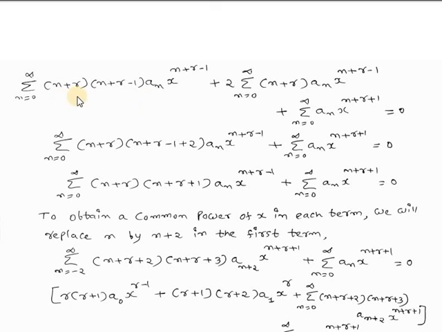Now if we take (n plus r) a_n x raised to n plus r minus 1 common from these two terms, then it will be sigma n equal to 0 to infinite (n plus r) in another bracket (n plus r minus 1 plus 2) a_n x raised to n plus r minus 1, because here n plus r minus 1 and here it is 2, so plus 2. Okay, plus writing this term as it is, so it will be sigma n equal to 0 to infinite (n plus r plus 1) a_n x raised to n plus r minus 1, plus sigma n equal to 0 to infinite a_n x raised to n plus r plus 1 is equal to 0.